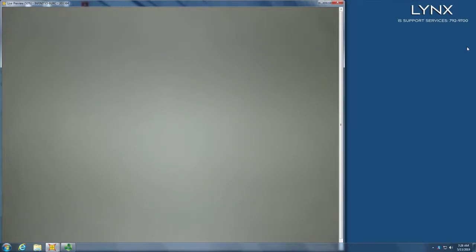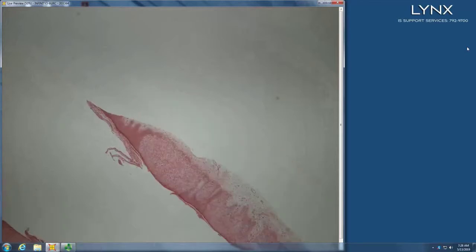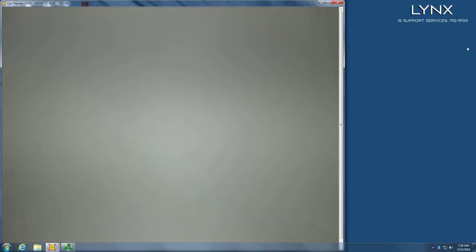Let's do this one. This kind of looks like the other CCA. So that kind of looks like the other clear cell acanthoma because it is a clear cell acanthoma. Very good.